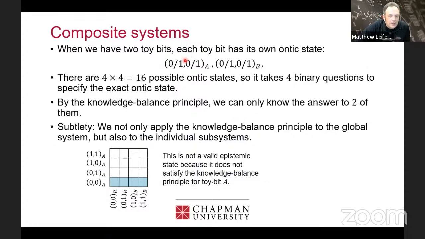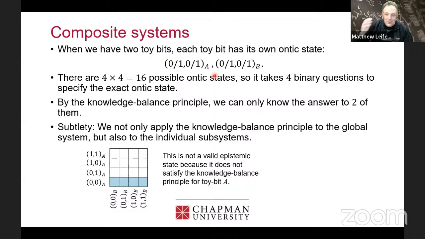Okay, so a question from Discord. Can the set of possible epistemic states depend on the choice of question set? Okay, so the point is that, in order to find the valid epistemic states, what you have to do is choose a particular question set, and then choose half of those questions to be the ones you know the answer to.